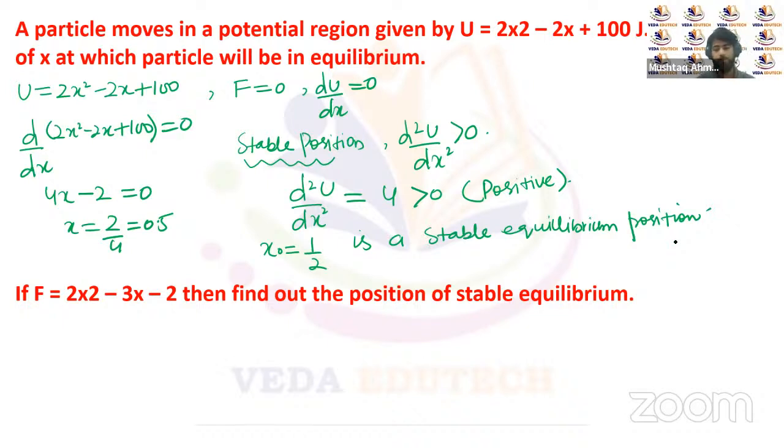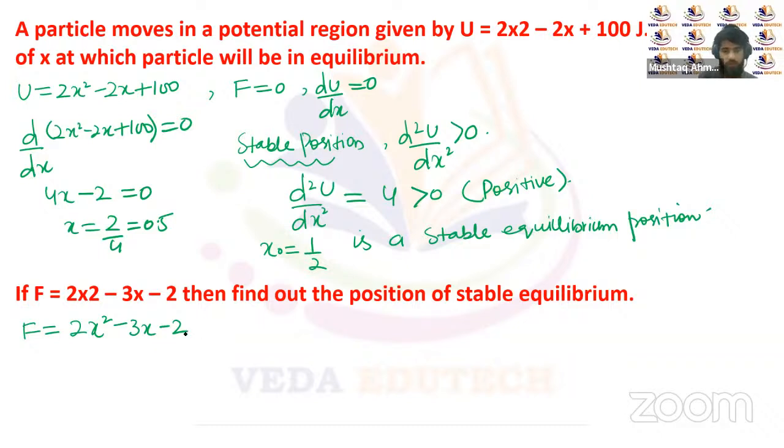Now talking about the next question. The next question is that the force is now given, right? Initially the potential energy was given, now the force is given as F is equal to 2x square minus 3x minus 2. Now we have to find the position of stable equilibrium, and we will see whether the stable equilibrium position will be at some point, or an unstable position will be there.